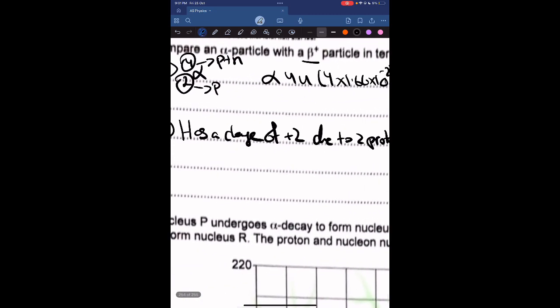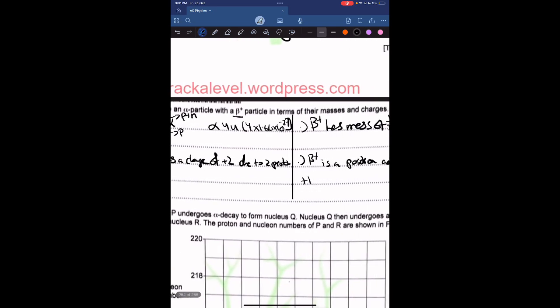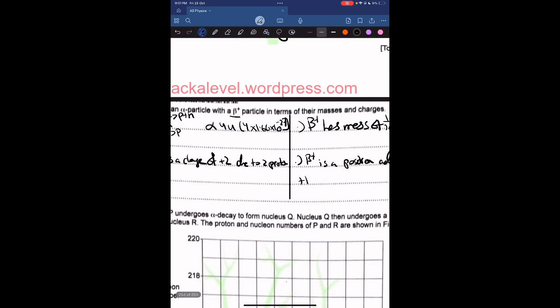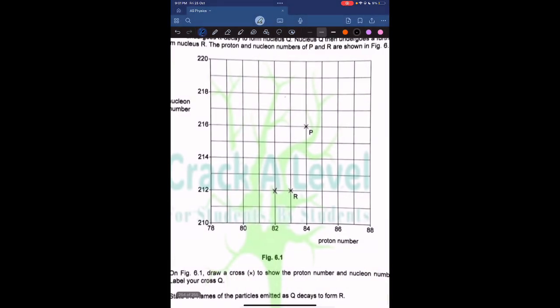Then you will just compare the values. You can say an alpha particle has a greater charge than a beta positive particle, and that it has a greater mass because it is much heavier than a beta positive particle. Okay, moving on.